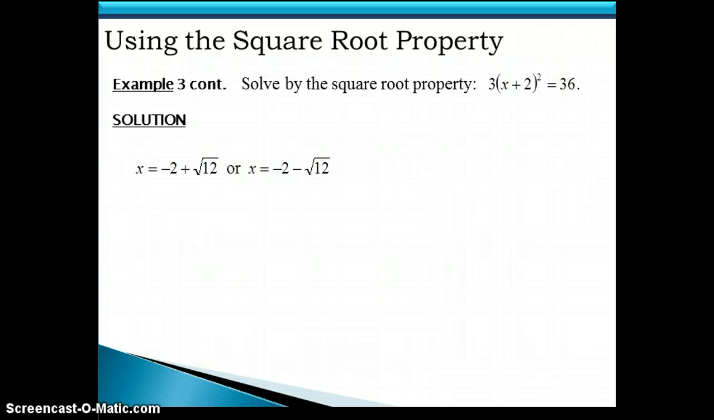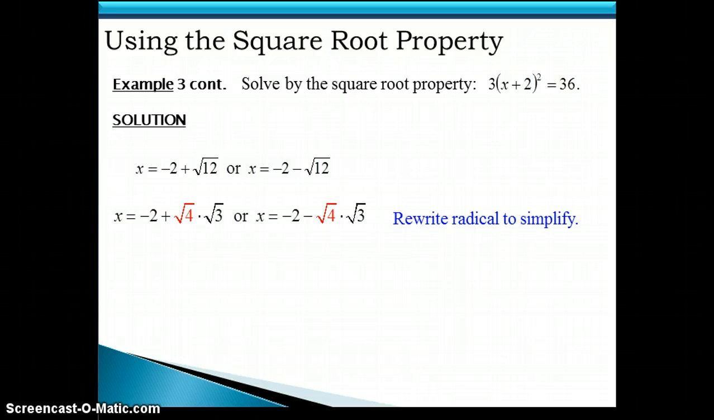So let's simplify by rewriting the radical square root of 12 as square root of 4 times square root of 3, since square root of 4 is the biggest perfect square factor of 12. And then the square root of 4 is 2, so both of those square root of 4's will get replaced with 2. So that gives us our two solutions.